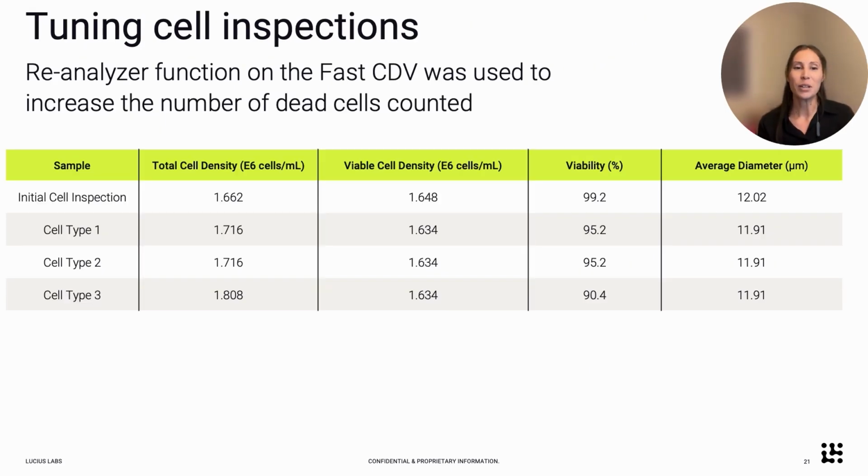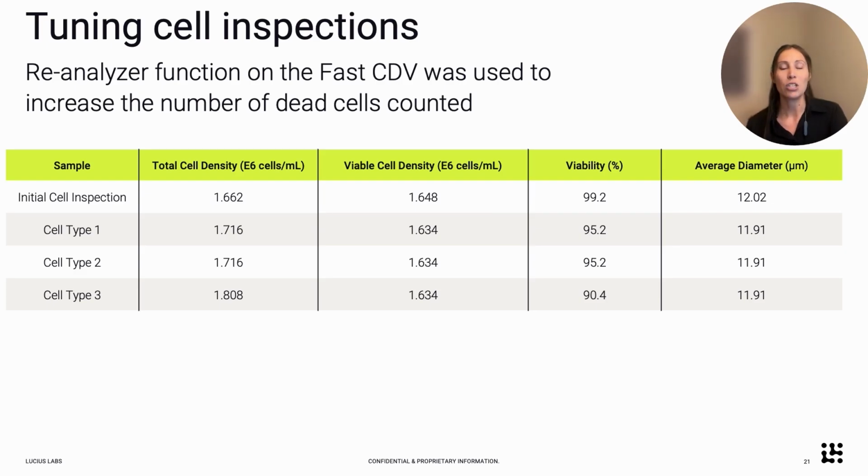So in this example, what I'm showing is how we ultimately tuned our cell inspection using the reanalyzer function in order to increase the number of dead cells counted, or essentially reduce the viability. So we did notice that there were a few dead cells within our cell type that were not being counted. So the viability was higher than what should have been reported on the machine.